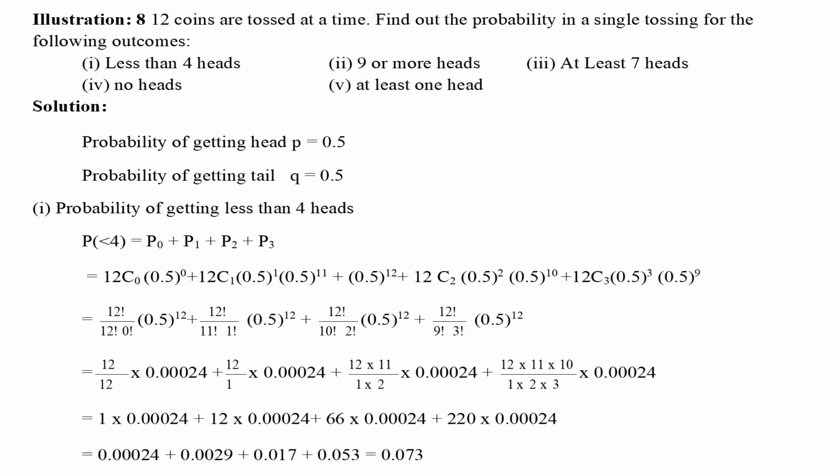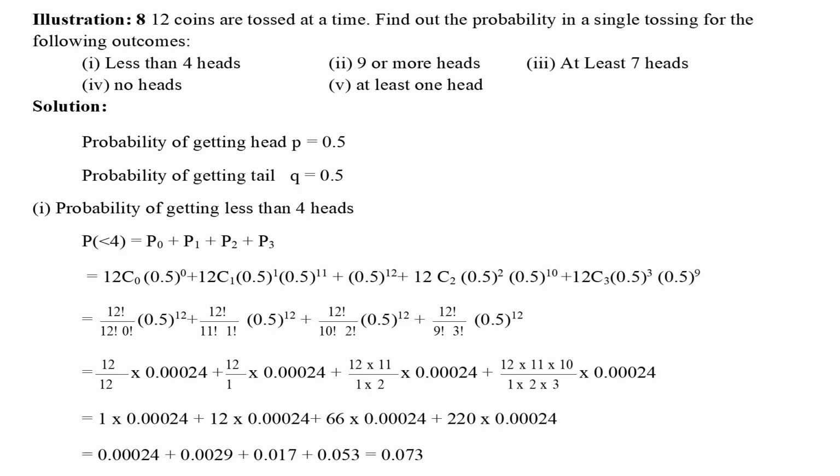Illustration 8. 12 coins are tossed at a time. Find out the probability in a single tossing for the following outcomes. I. Less than 4 heads. II. 9 or more heads. III. At least 7 heads. IV. No heads. V. At least 1 head. Solution. Probability of getting head P equals 0.5. Probability of getting tail Q equals 0.5.